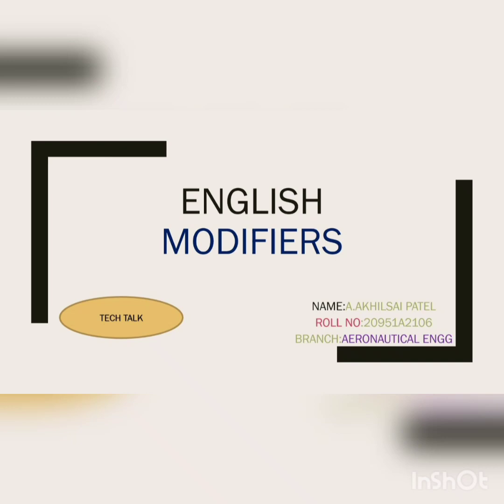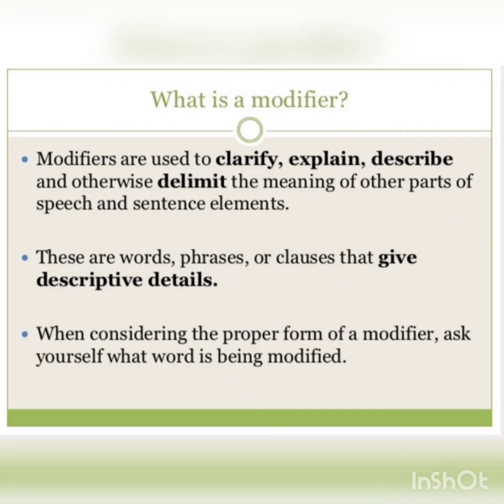Now the explanation of modifier. What is a modifier? Modifiers are used to clarify, explain, describe, and otherwise delimit the meaning of other parts of speech and sentence elements. There are word pairs or classes that give descriptive details. When considering the properties of a modifier, ask yourself what word is being modified.